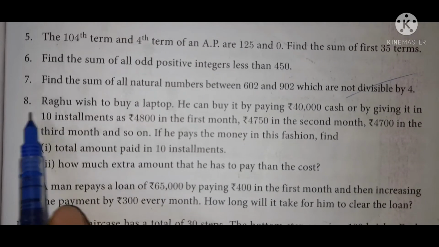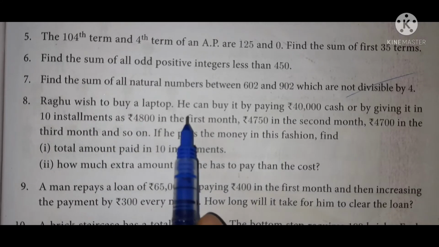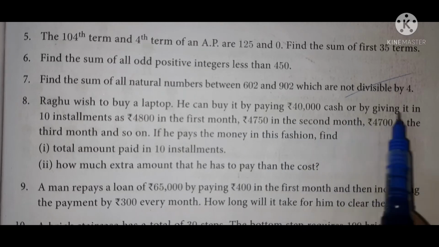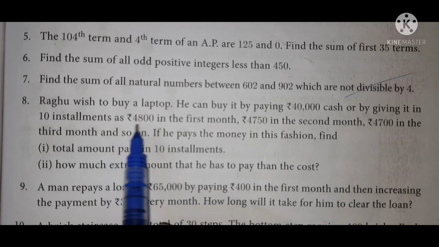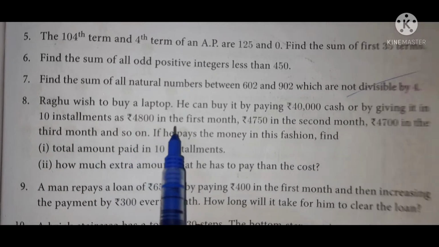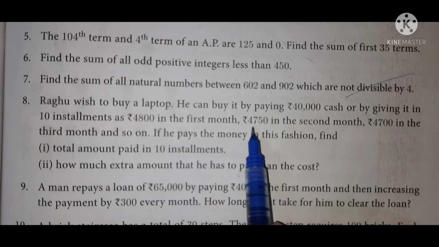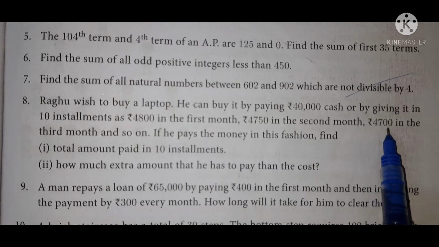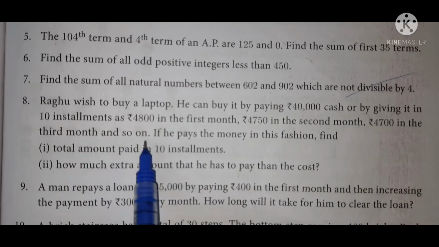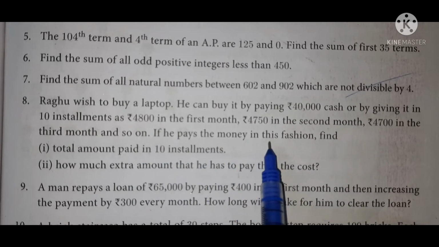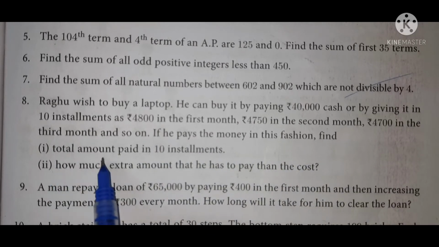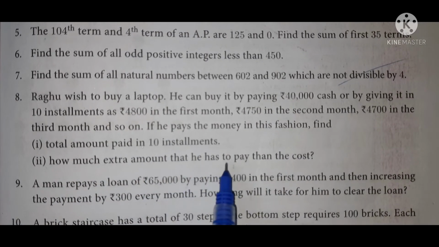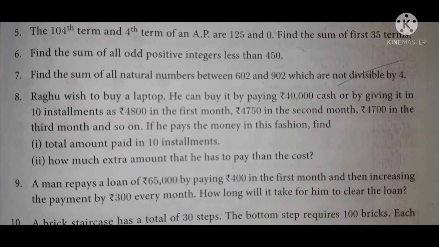Exercise 2.6, sum 8. Raghu wished to buy a laptop. He can buy it by paying rupees 40,000 cash or by giving it in 10 installments as rupees 4,800 in the first month, rupees 4,750 in the second month, and rupees 4,700 in the third month, and so on. If he pays the money in this fashion, find the total amount paid in 10 installments. How much extra amount does he have to pay than the cost?